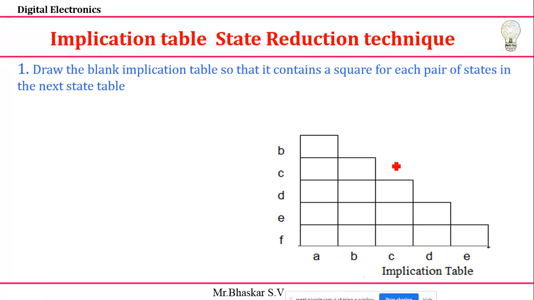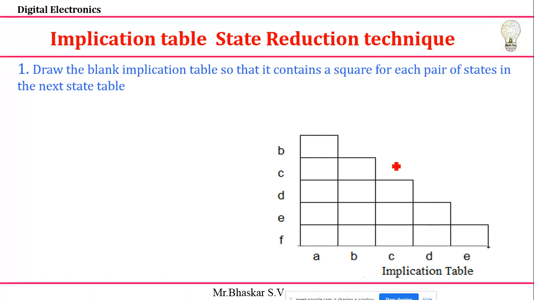Draw the blank implication table. Draw the blank implication table so that it contains a square for each pair of states in the next state table. I want to write this table. Otherwise, just put it as one heading: draw the blank implication table. How to write it is very, very important.